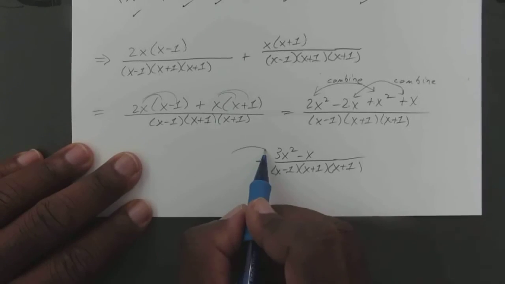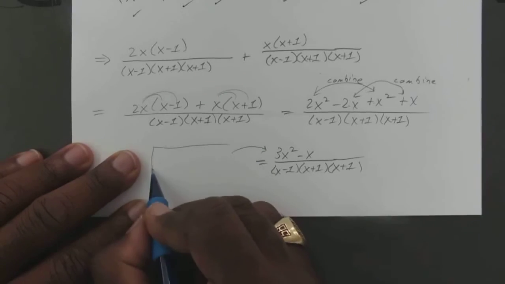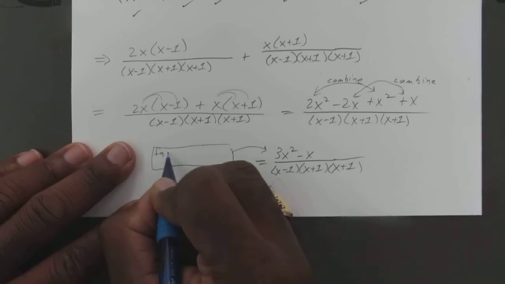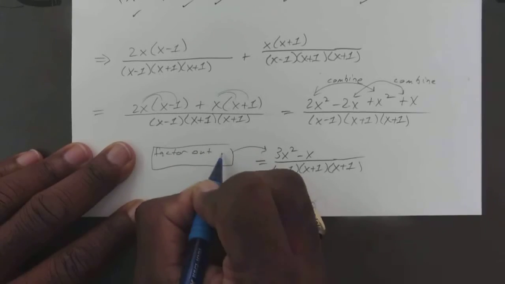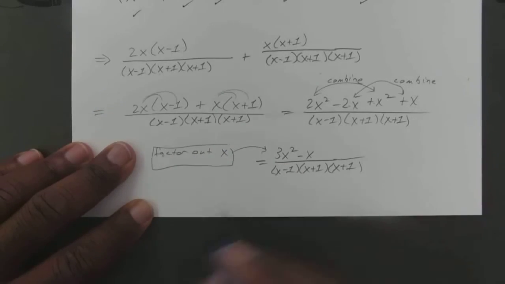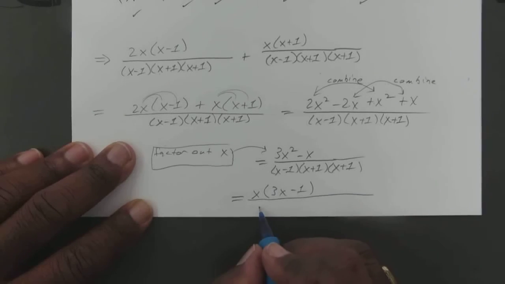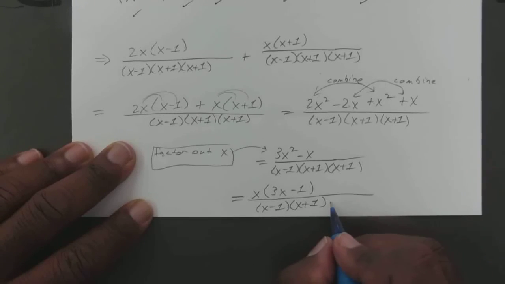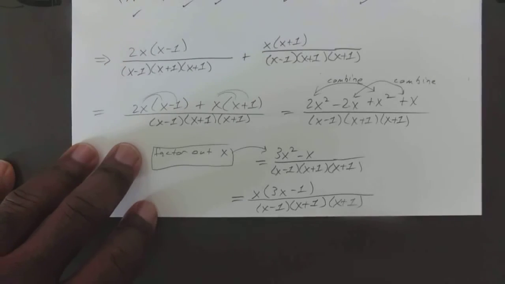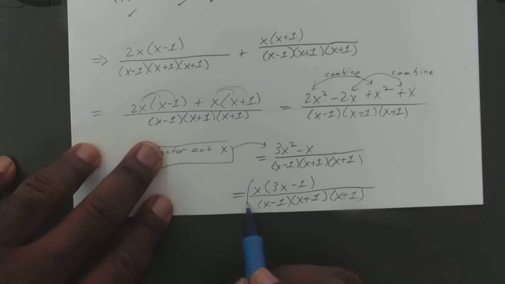Okay, so if you notice here, you can factor out an x. Okay, so we end up with x times 3x minus 1 over x minus 1, x plus 1, times x plus 1. Okay, so factoring out that x didn't give us anything that would cancel. So this is our final answer.